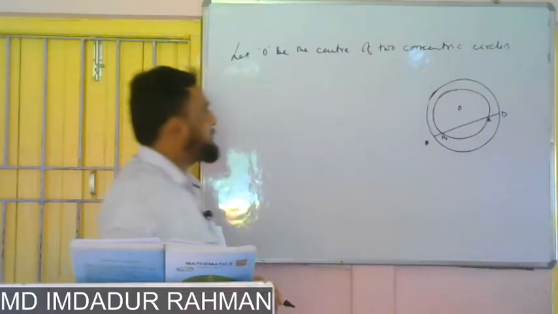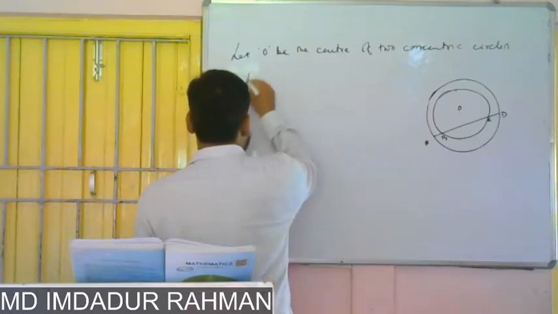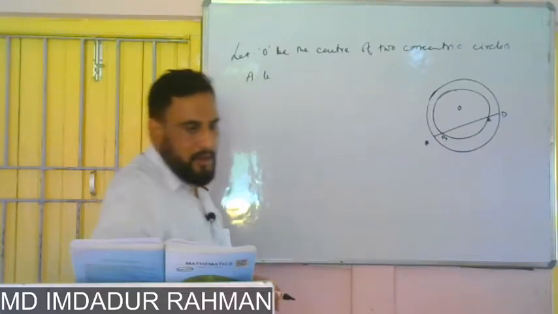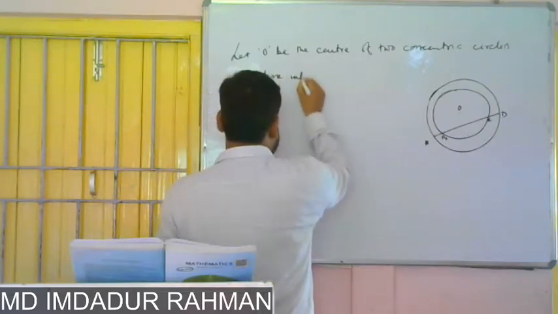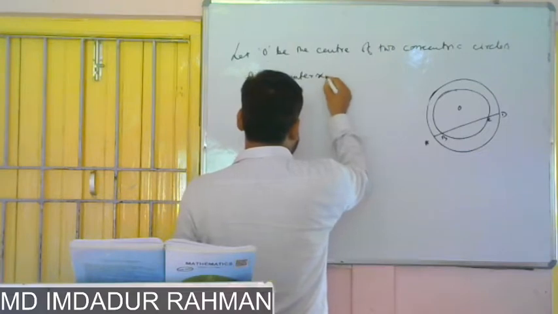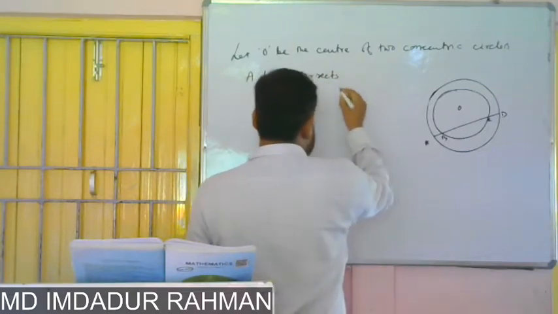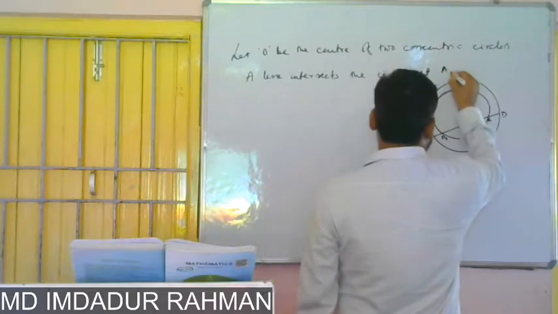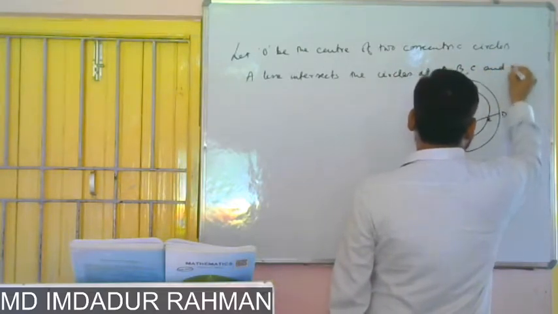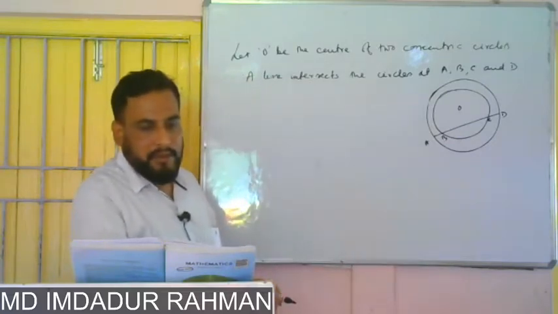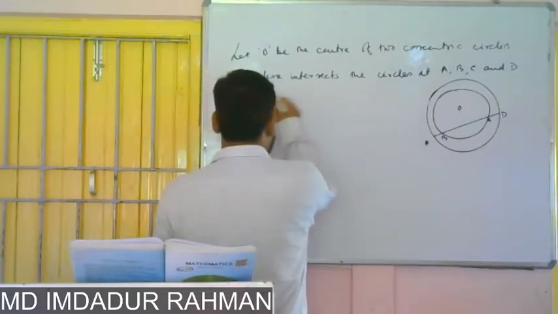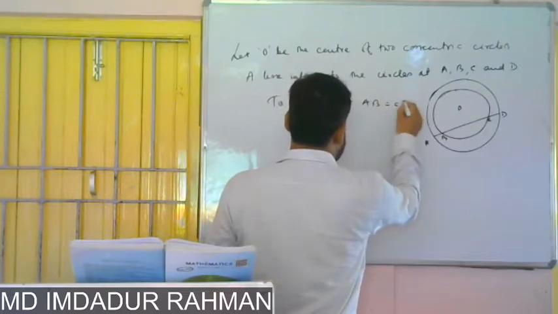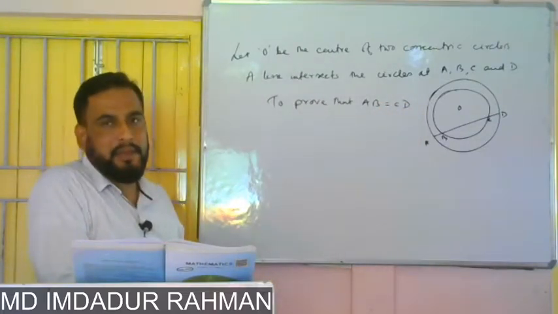A line segment intersects the circles at A, B, C and D. We have to prove that what? AB is equal to CD. We have to prove that AB is equal to CD.